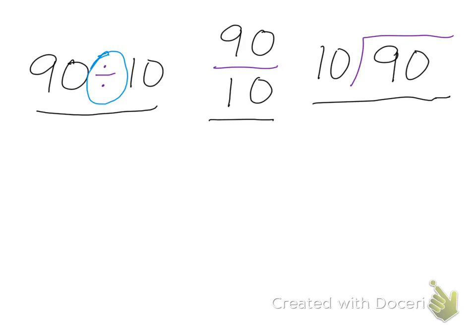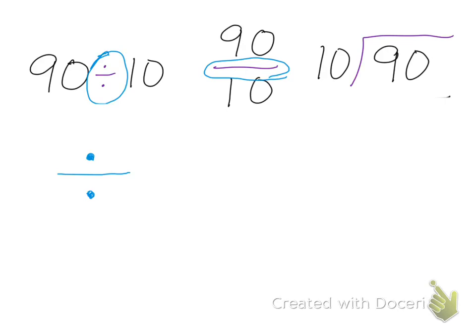We draw the division sign by first drawing a line and then putting a dot above and below the line. The second way we can write it is with a division bar. A division bar is made by just drawing a straight line and putting the numbers we're dividing on top and bottom.